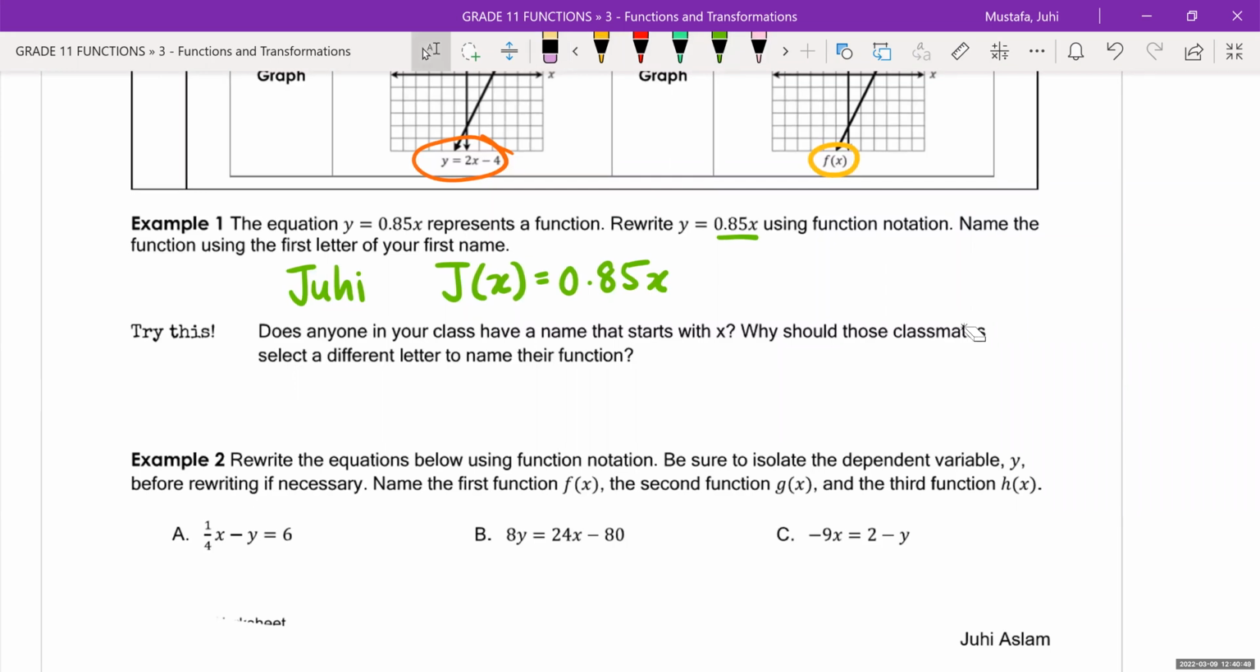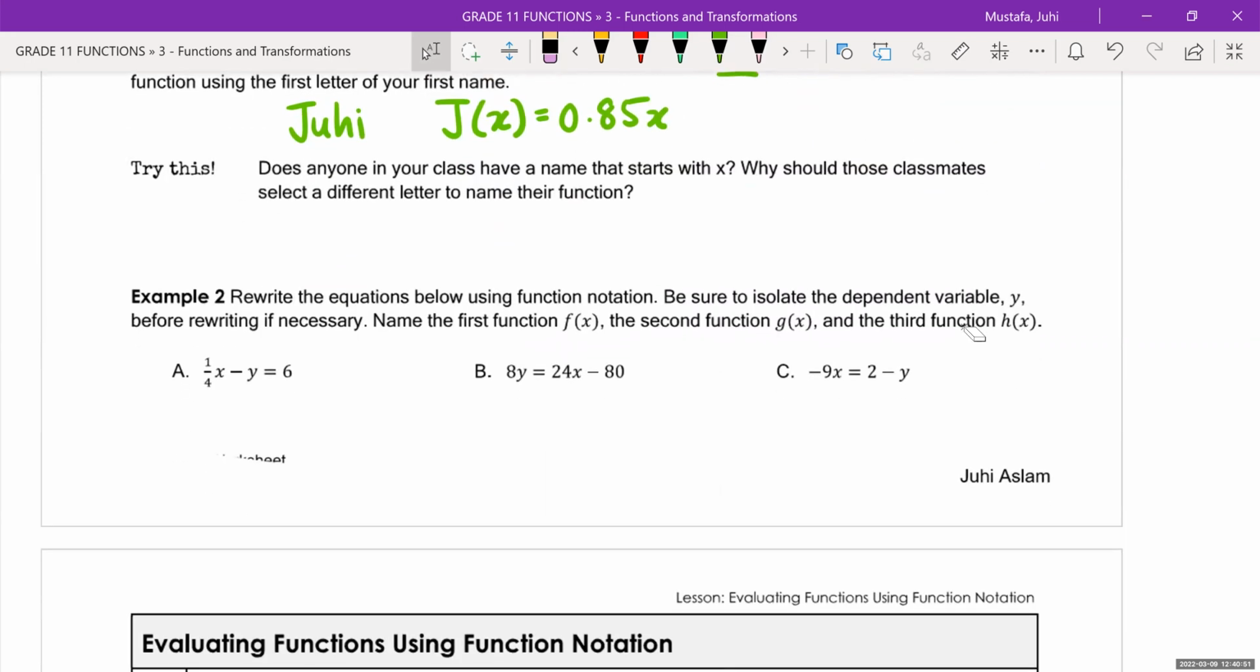Okay. Example number 2, we're going to rewrite the equations below using function notation. But the first thing we need to do is have y by itself, so we're going to isolate for y. And then the instructions say name the first function f of x, the second function g of x, and the third function h of x. So step number 1 for all of us is going to be to rearrange all of the equations so y is equal to something.